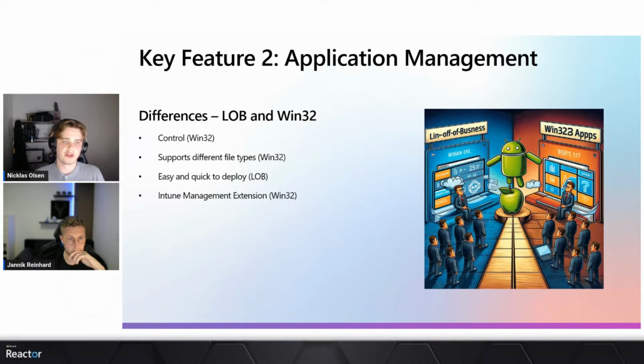And another great thing about Win32 is that it supports different file types, as I mentioned earlier. So if you have an exe file with some dependencies, you can deploy that all together and make sure that your app gets installed as it should on your devices. So it can actually handle those apps that are not very simple to deploy. So with Win32, you're a lot more flexible.